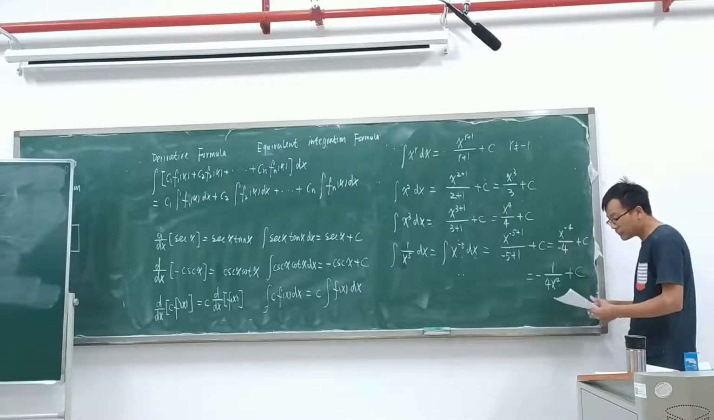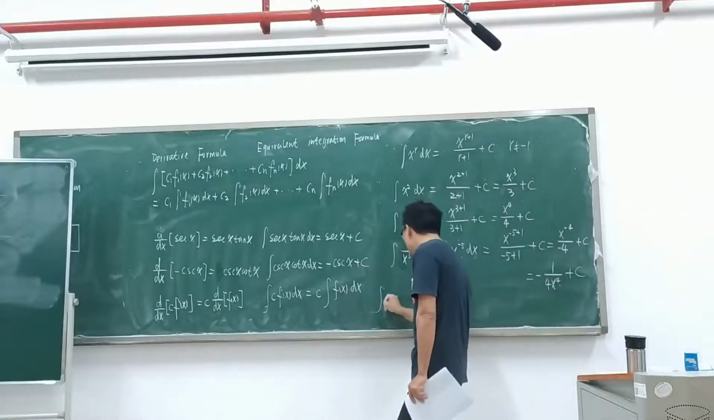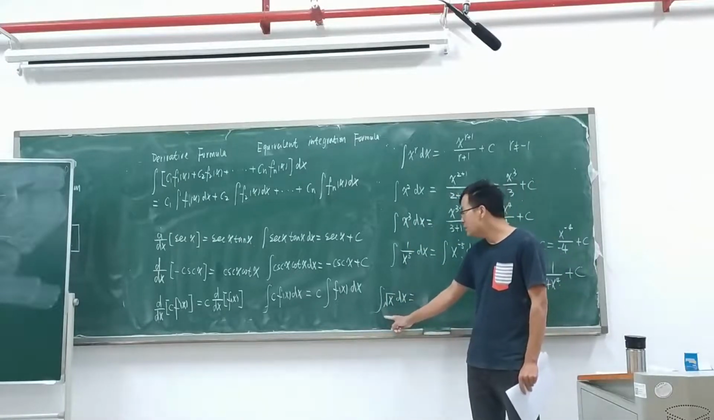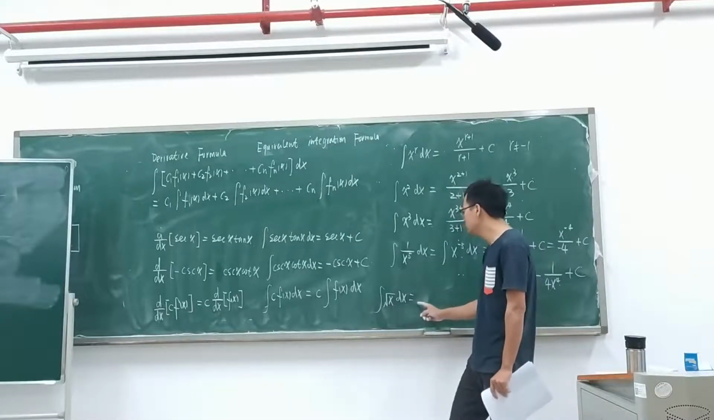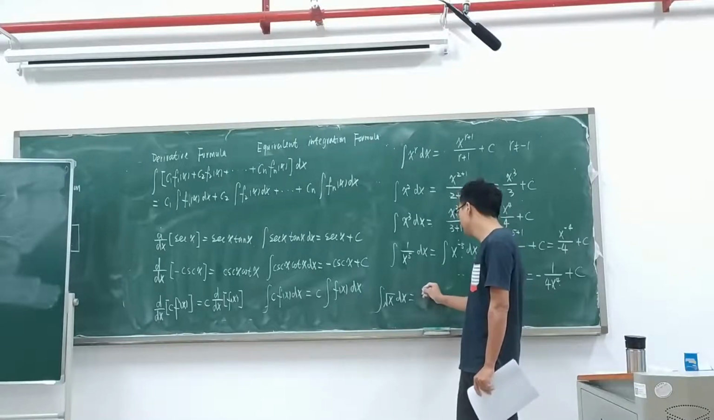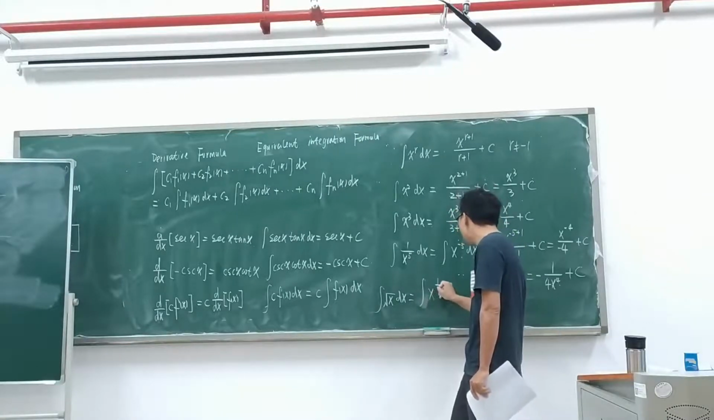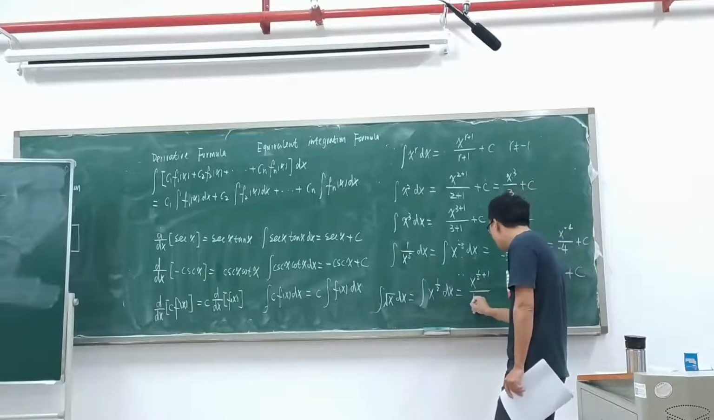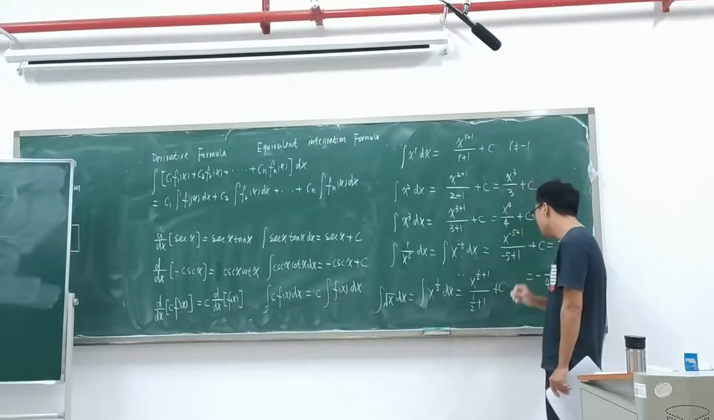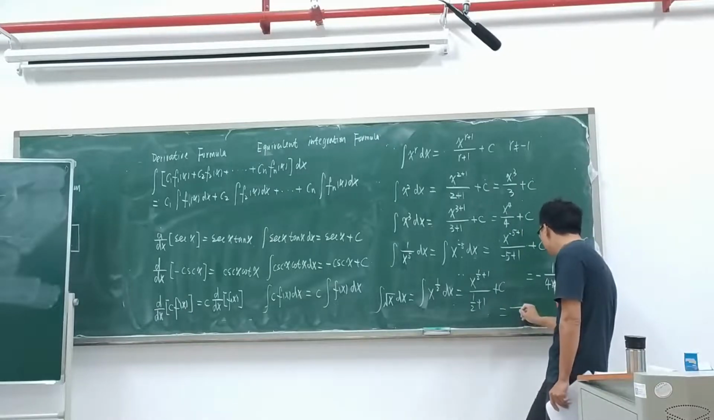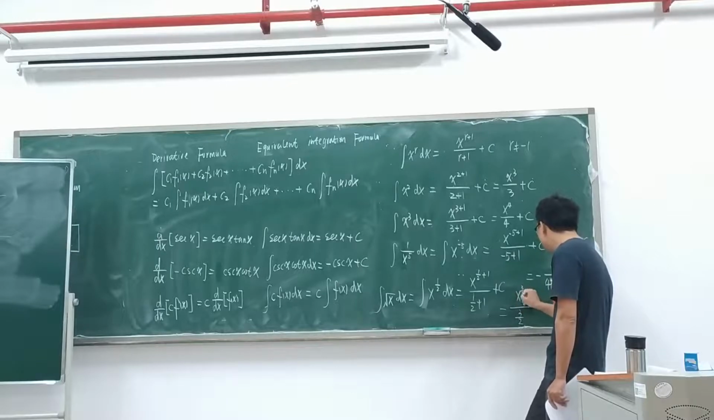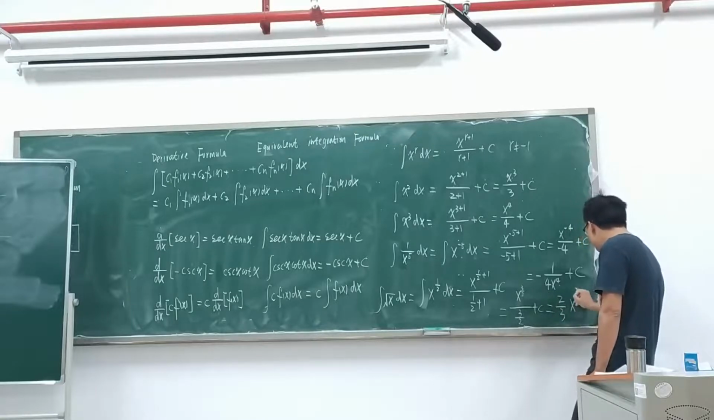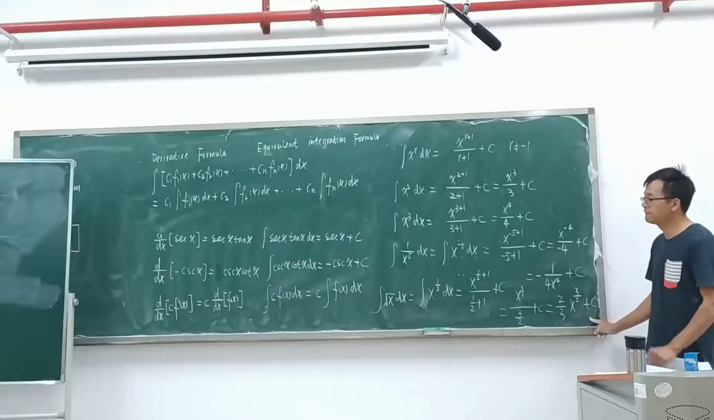And now for this one, the integral of the square root of x dx equals what? The antiderivative of the square root of x, which is x to the 1/2 power, equals x to the 1/2 plus 1 divided by 1/2 plus 1, plus c. So here is 3 by 2, x to the 3 by 2 power plus c, so equal to 2 by 3 x to the 3 by 2 power plus c. So actually it's easy.